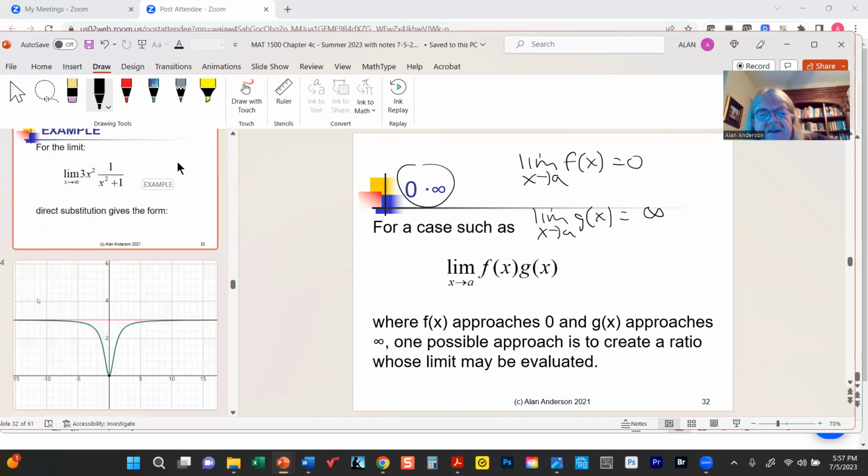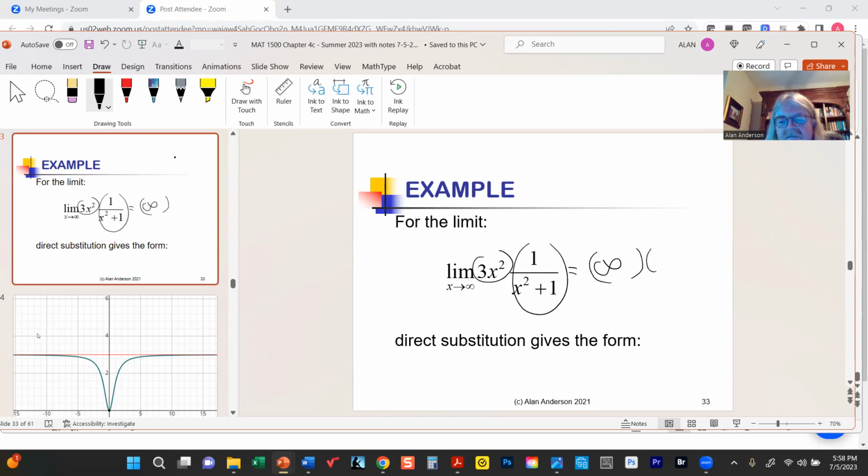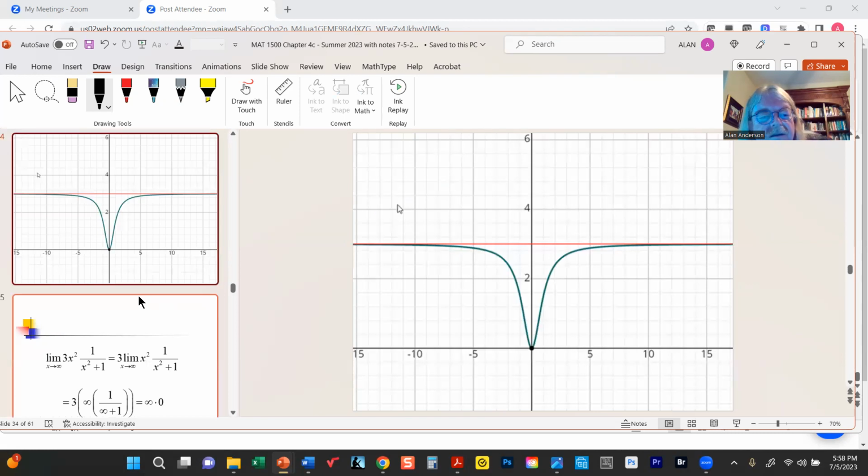So let's look at a case like this. If we take this limit, you can see what's going to happen. This is going to go to infinity. This will go to 0. By the way, this is what this graph looks like. What a disaster that is. That's a bizarre function.